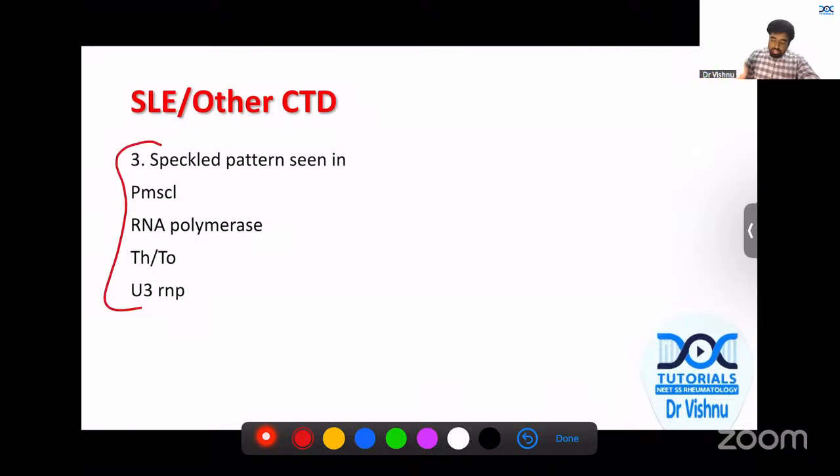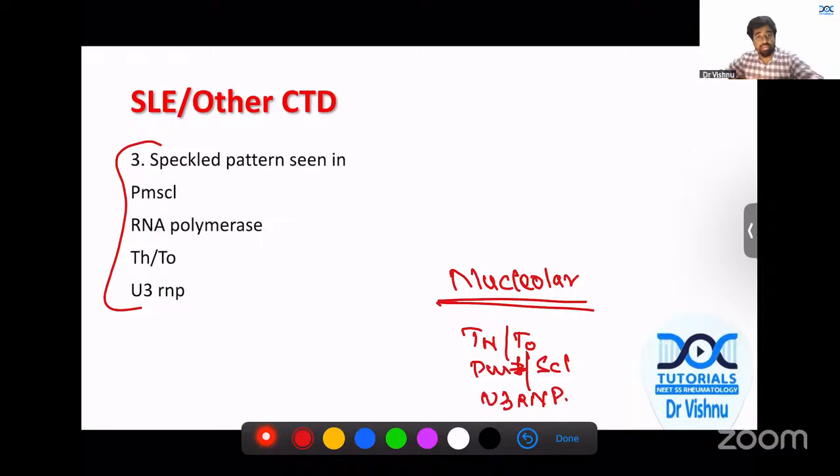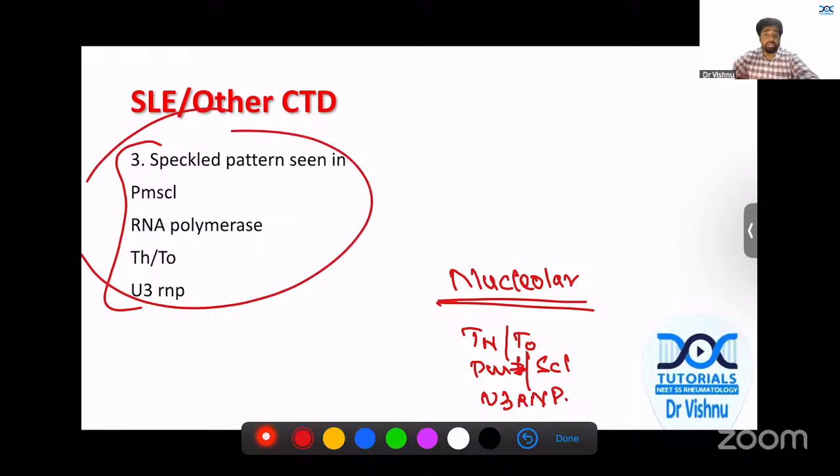Speckled pattern is seen in. So firstly, before speckled pattern, I always tell you, whenever there is an ANA pattern question, the main focus is usually on your nucleolar pattern, because this is something that we usually forget. So nucleolar pattern is something that you should always remember. Th/To, PM-Scl, and your U3-RNP. This is a little bit difficult to remember, and this is where the focus is. And here also same options were given.